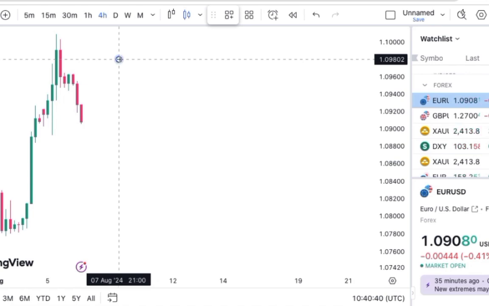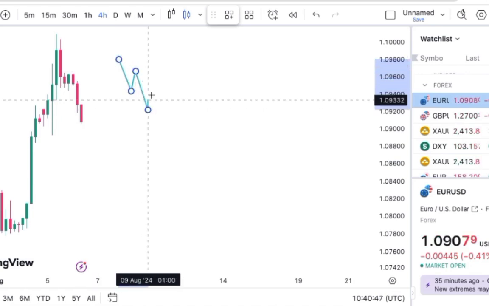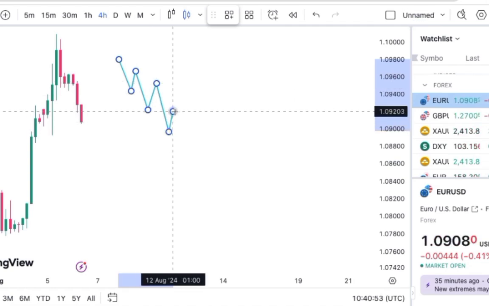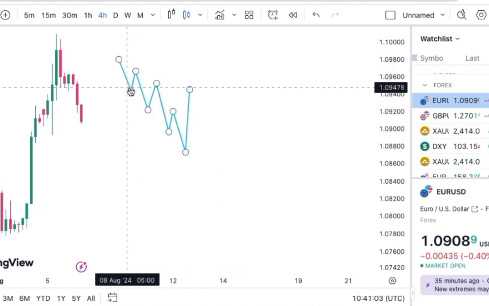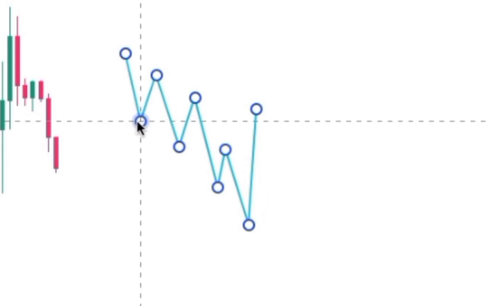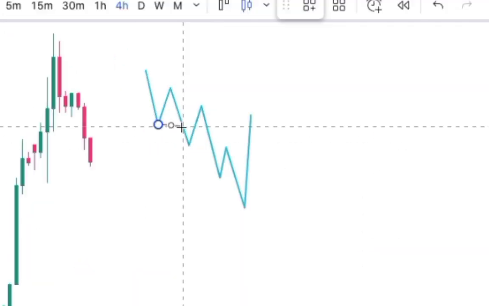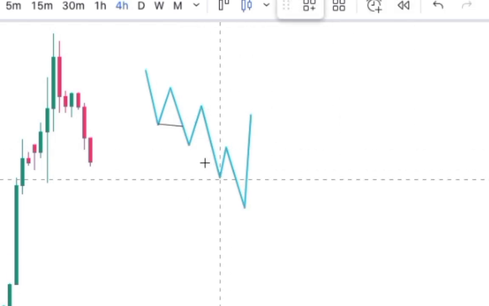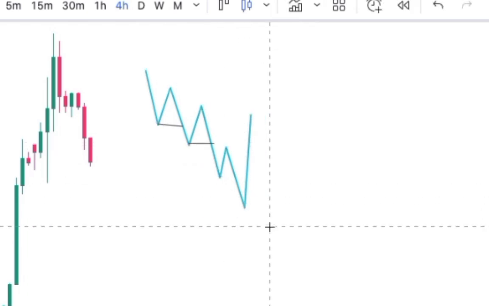So you go, this is low, lower high, lower low, lower high, lower low, lower high, lower low, lower high. What do I have here? I have a series of lower lows and lower highs. So these are breakout structures. They are breaking structures to the downside. If you notice, these are all breaking structures to the downside.